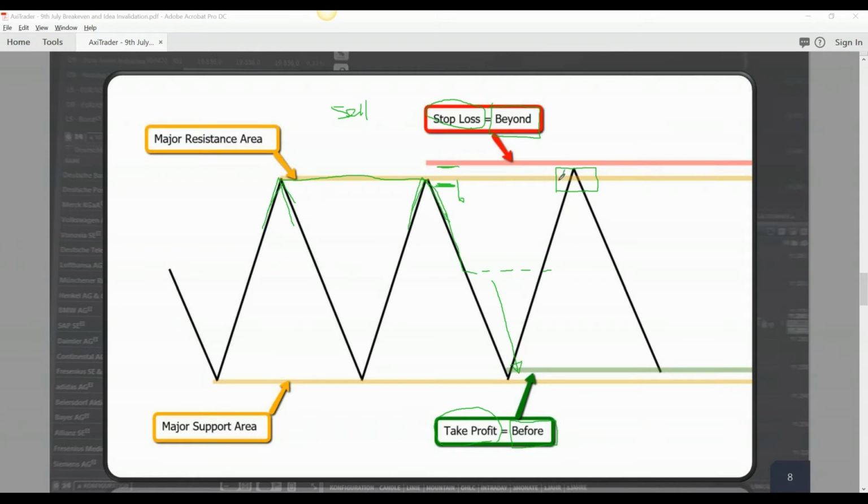Okay, so it gives it a little bit of space to play around, and hopefully from there it would reverse. Okay, the opposite is true for take profit, right? Because when it comes to take profit, you notice that price has bounced off once, it bounced off twice, and it's bouncing off a third time, right?